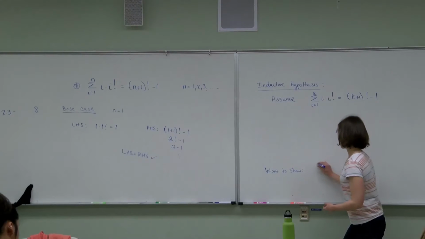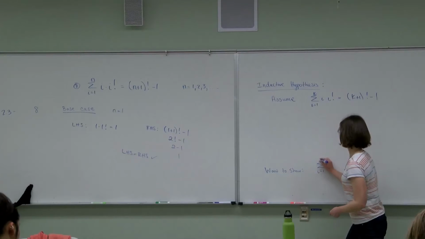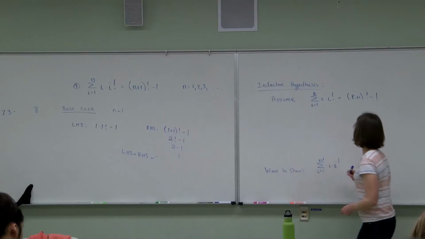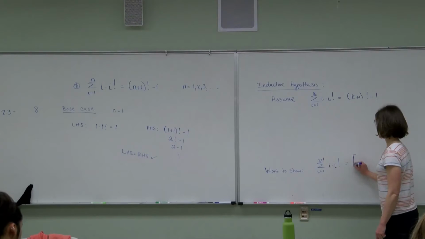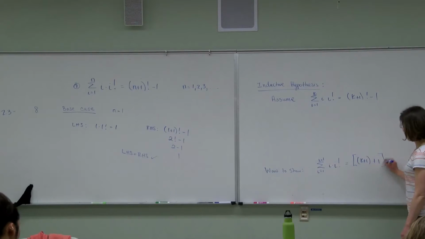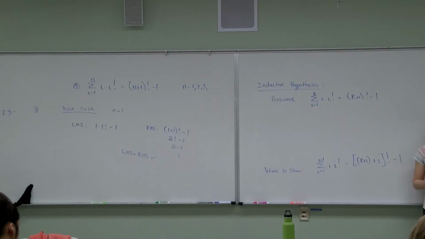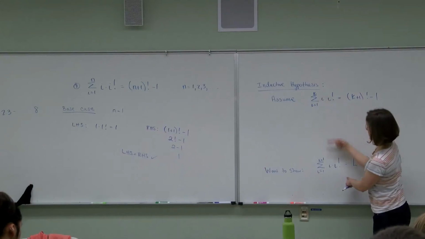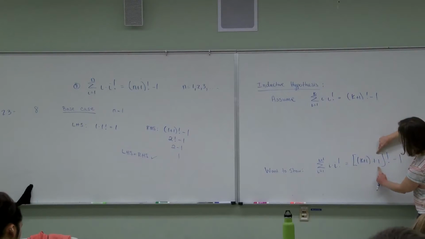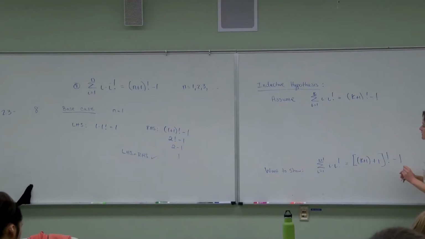Right, so we want to show that the sum from i equals 1 to k plus 1 of i times i factorial is equal to k plus 1 factorial minus 1. Right, so I've just swapped out everything that I saw as k here for k plus 1. So that k became a k plus 1, this k became a k plus 1. And then I still had the plus 1, the factorial, and the minus 1.